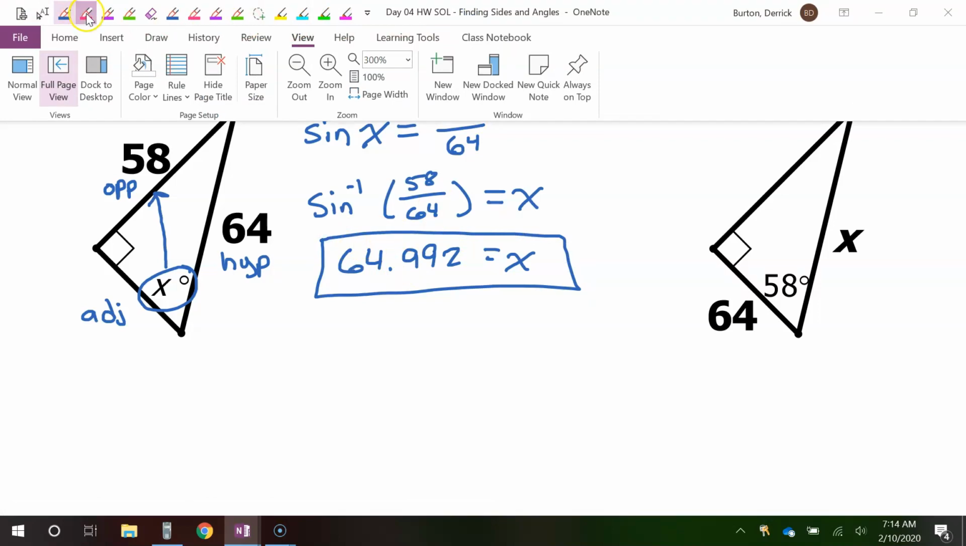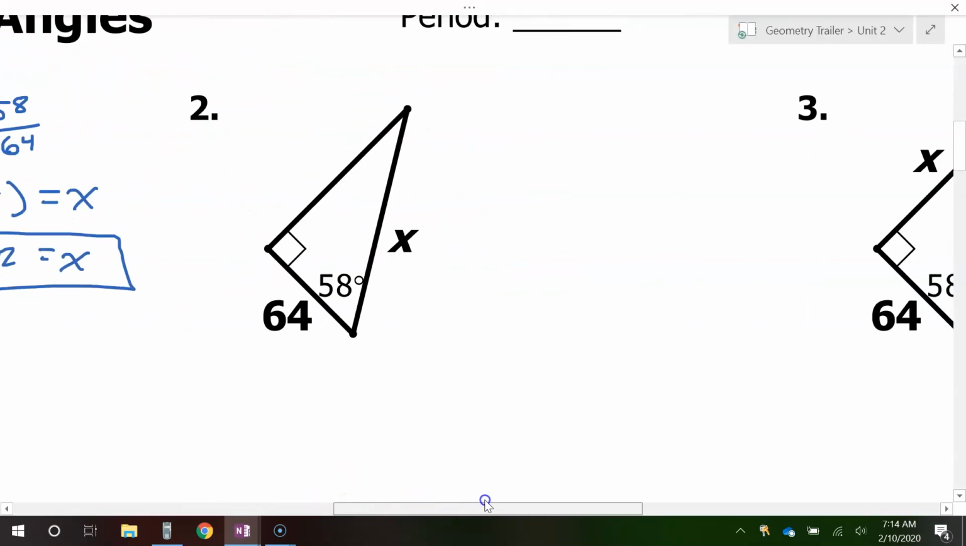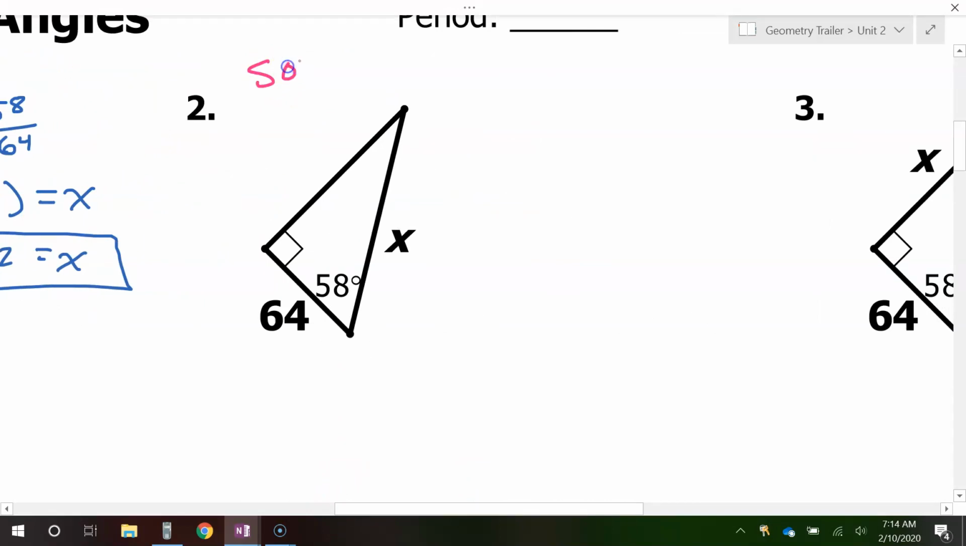Let's keep practicing. All right, so problem number 2, let's get ready. SOHCAHTOA. So where's the hypotenuse? The hypotenuse is always across from the 90-degree angle. The corner of the box is always pointing right at the hypotenuse. So this is the hypotenuse right here. Next, circle the angle that you are dealing with. Draw an arrow going away from it. That will indicate the opposite side. The other side is the adjacent side.